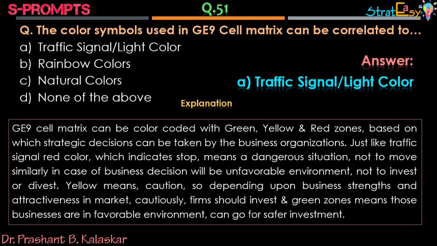The GE nine-cell matrix can be color coded with green, yellow, and red zones, based on which strategic decisions can be taken by business organizations. Just like a traffic signal, the red color, which indicates stop, means a dangerous situation, not to move. Similarly, in business, it means an unfavorable environment, not to invest or divest.